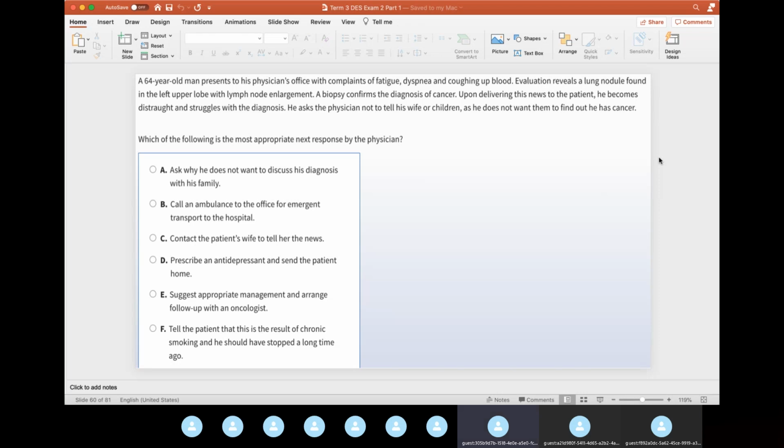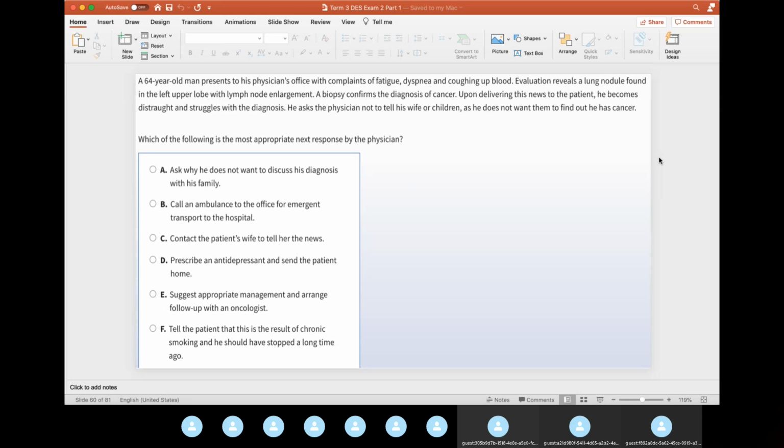A? You ask the physician. So you diagnose the patient. And the patient asks the physician not to tell his wife or children. Remember, it is the patient who asks you not to tell his wife. Someone is saying A. You ask why he doesn't want to discuss his diagnosis with the family. So you're eliciting more information from the patient.